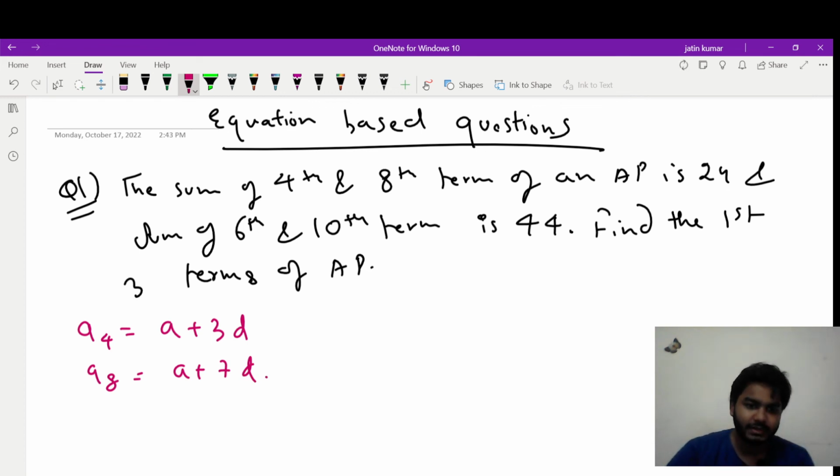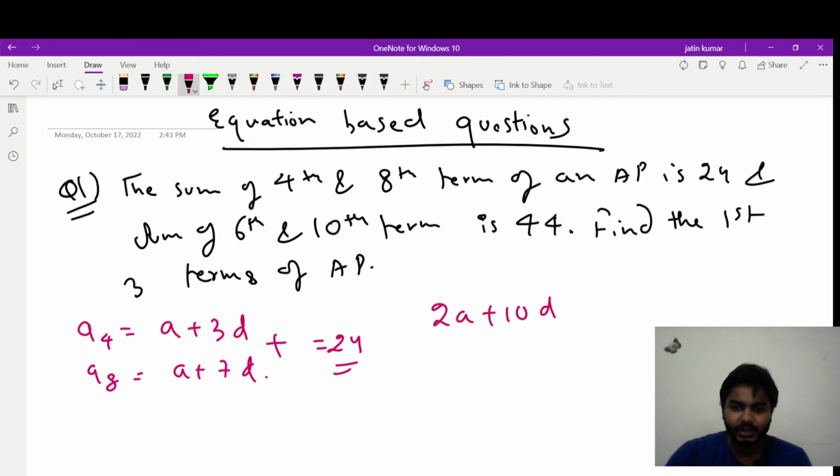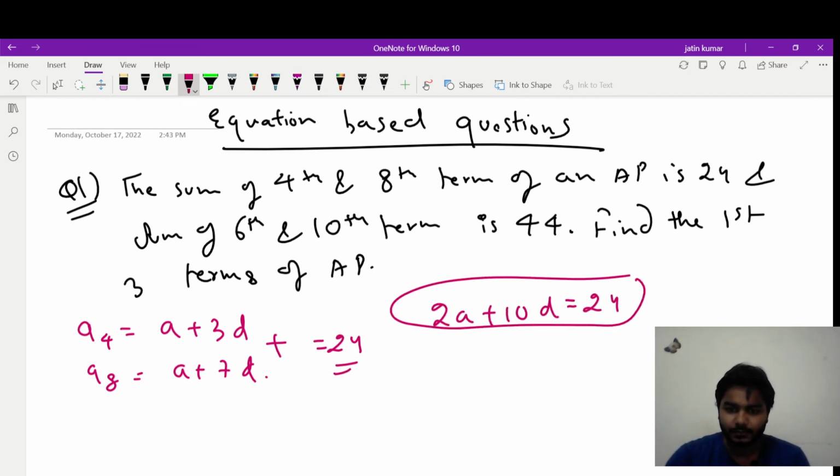So the sum of these two is given, 24 is given, so add both of them. So 2a plus 10d is 24. That is what is given to us according to the question, okay.